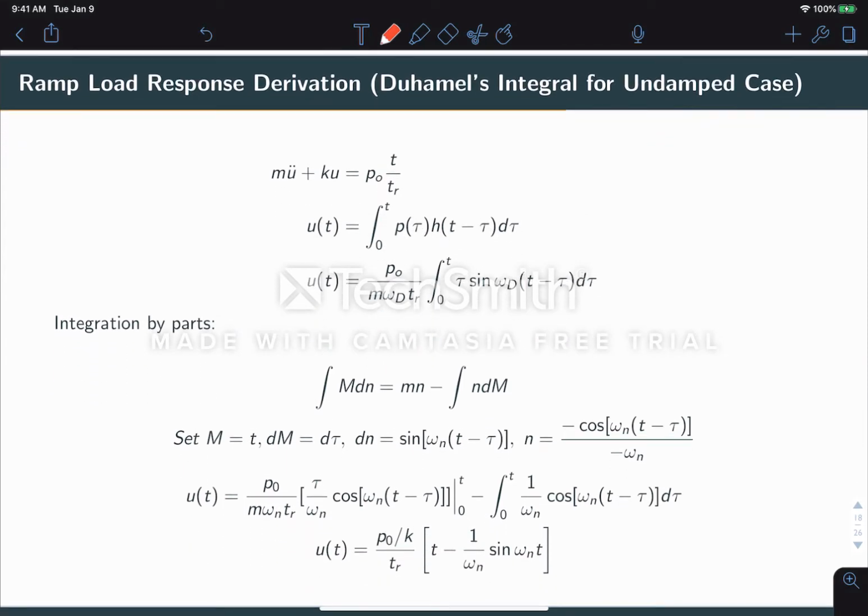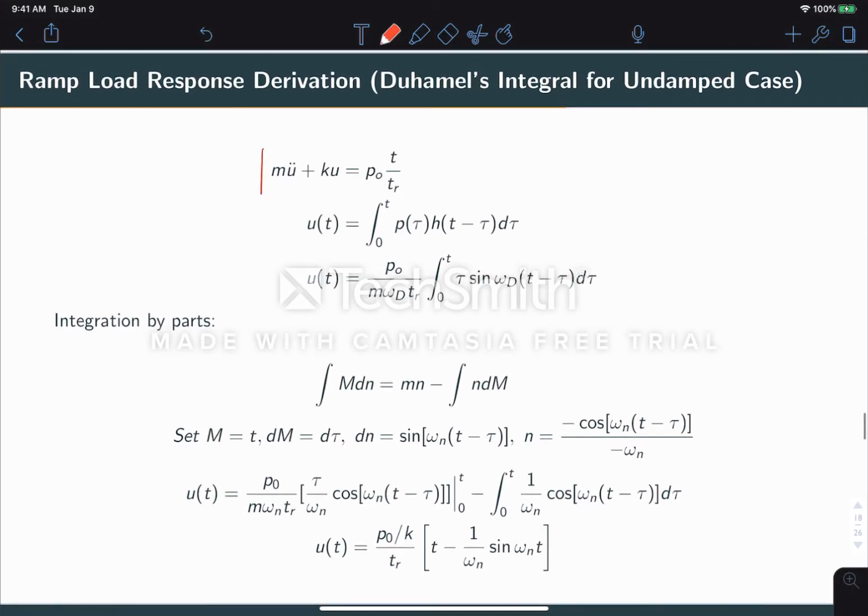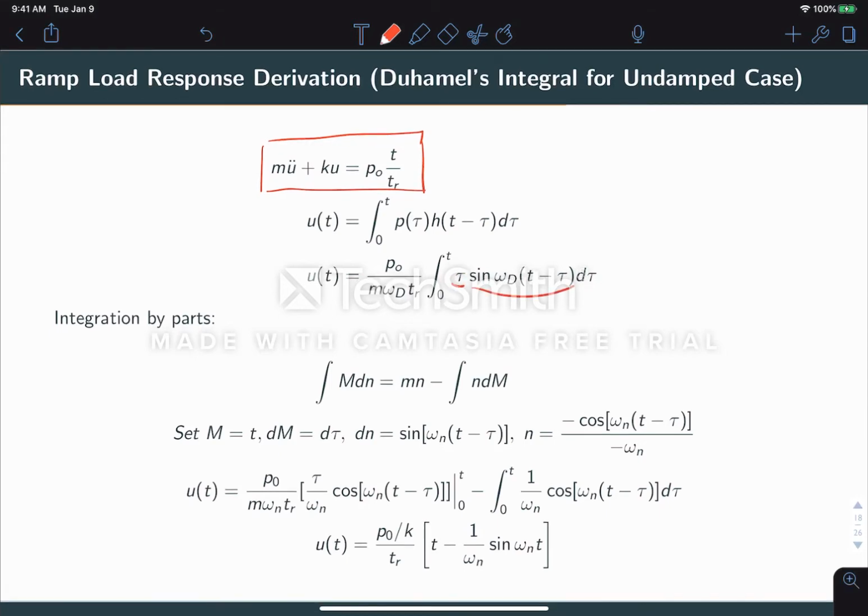All right, so in this case, we're just going to hop straight to Duhamel's integral derivation for the undamped case, because as we've shown, it's a lot simpler to apply. And so here's our basic equation of motion. We've got a forcing function that is a function of t. And we're just going to plug that forcing function into the integral, right? So that's our p of tau, right? That means that we just have tau left in the integral here. And our impulse response function is the same as usual.